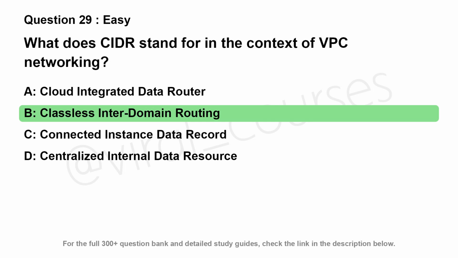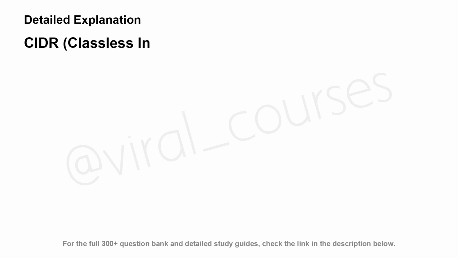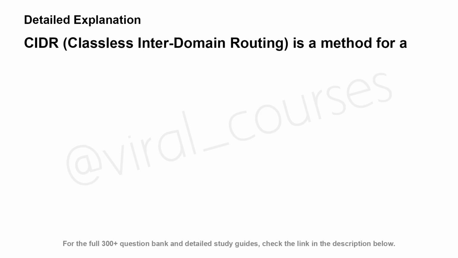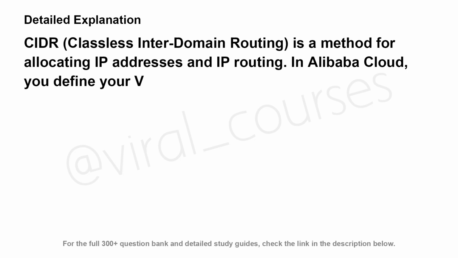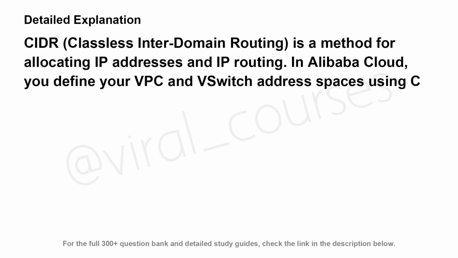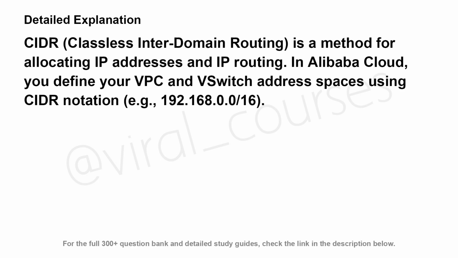The correct answer is B. CIDR, Classless Inter-Domain Routing, is a method for allocating IP addresses and IP routing. In Alibaba Cloud, you define your VPC and vSwitch address spaces using CIDR notation, e.g., 192.168.0.0/16.